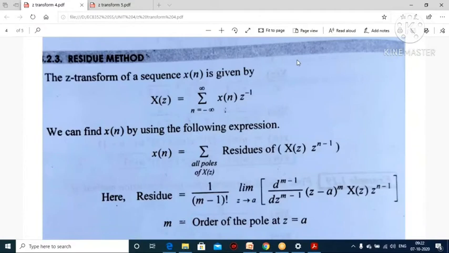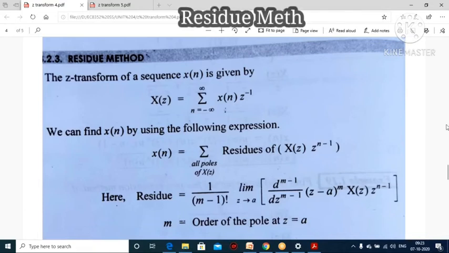Friends, in this lecture, we will learn about how to find inverse Z transform by using residue method. So, residue method.